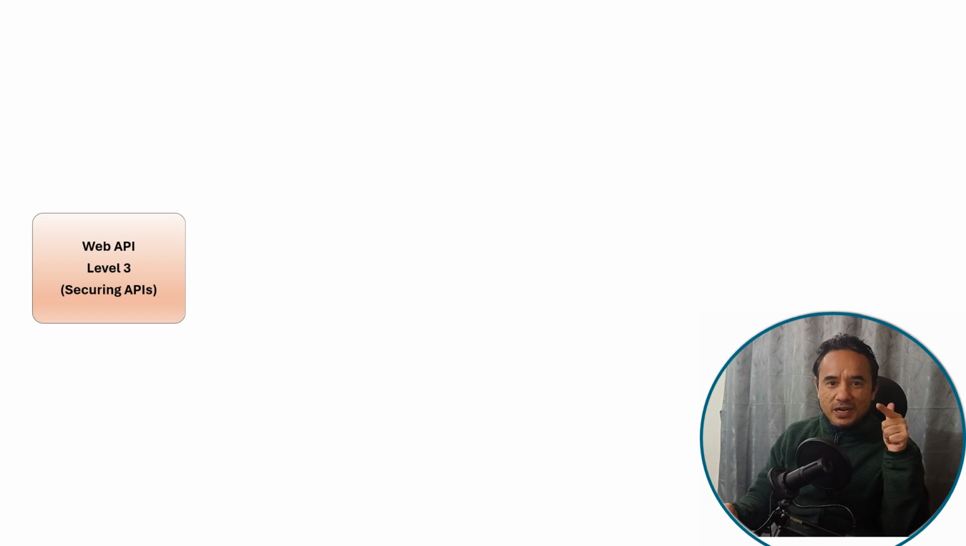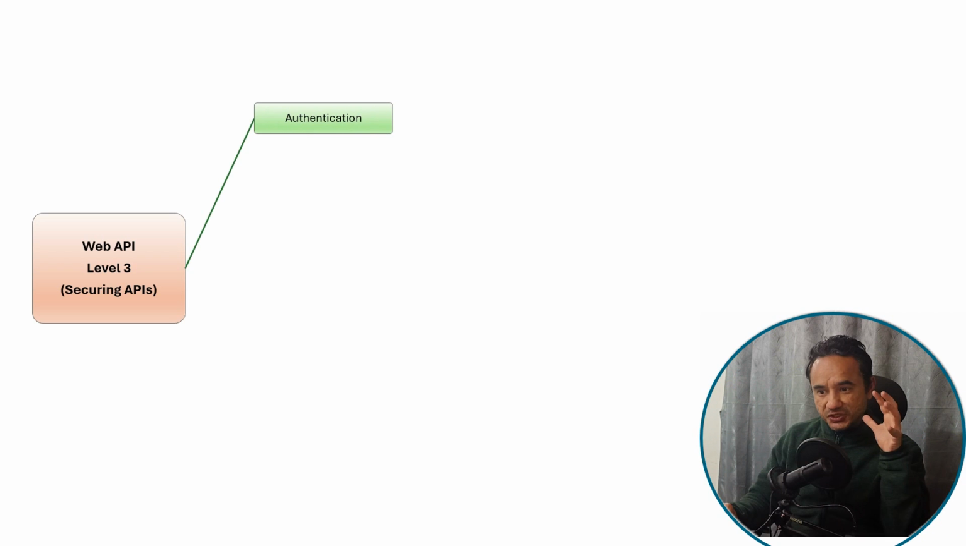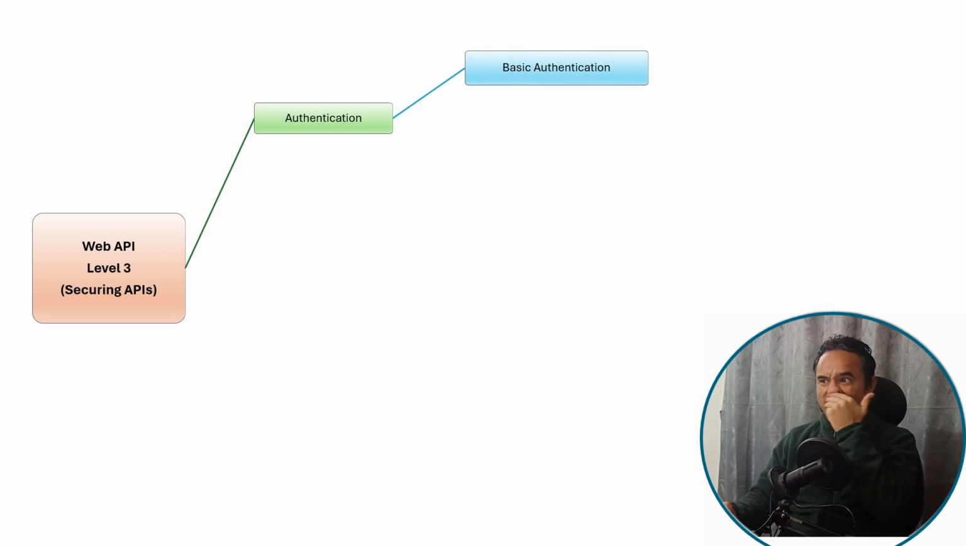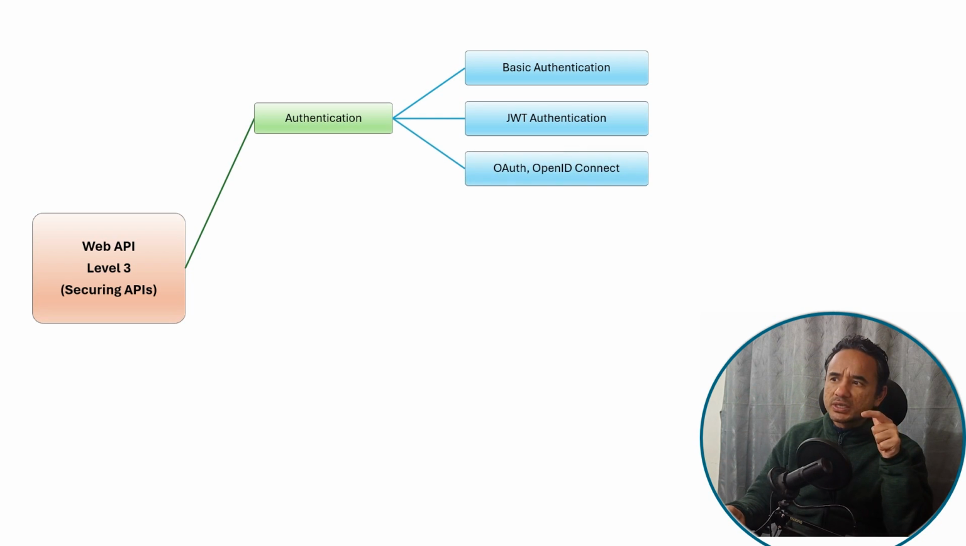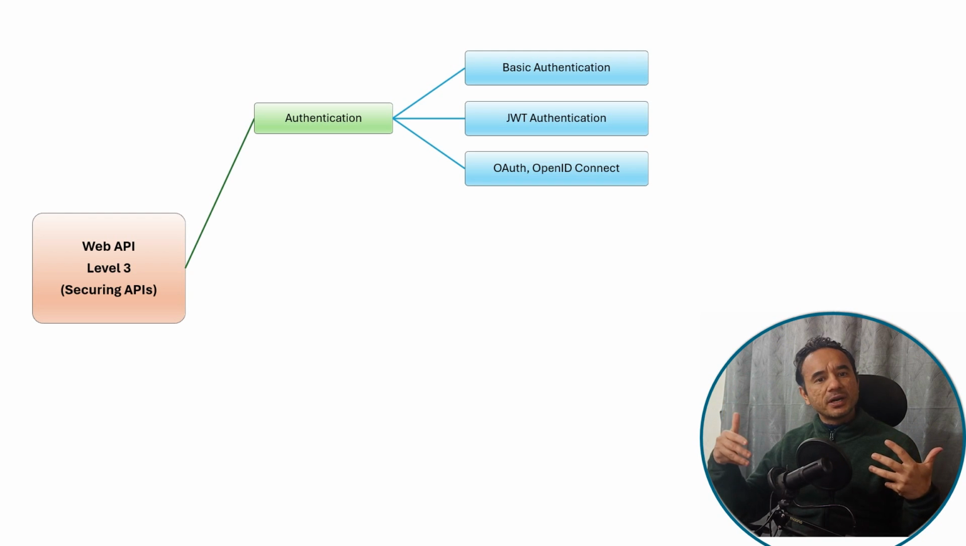So here start with authentication, which ensures only authorized users can access your API. First thing, here you can start with basic authentication, then JWT authentication, and yes, this JWT, JSON web tokens, very important authentication, very frequently used also. Then you can also use some advanced like OAuth, OpenID Connect, which are used for integrating third-party logins.